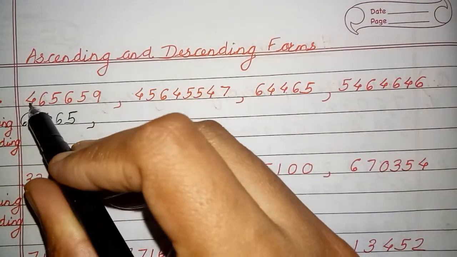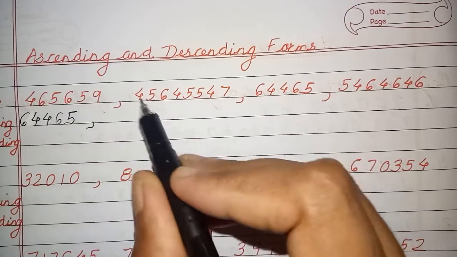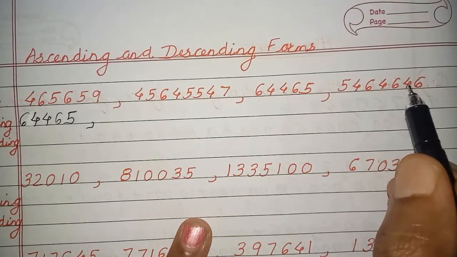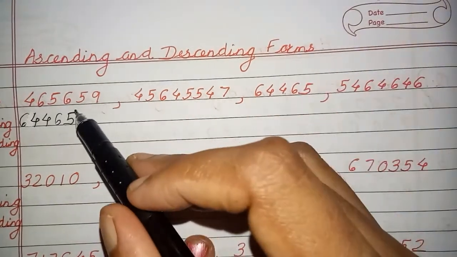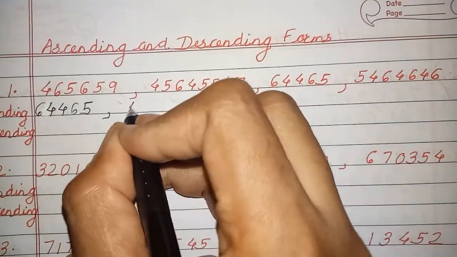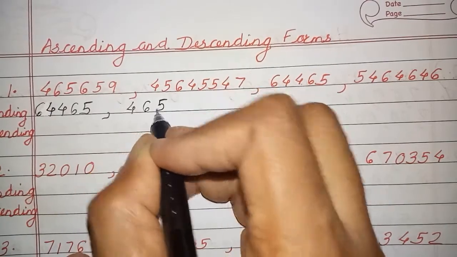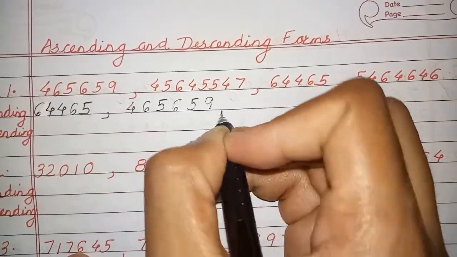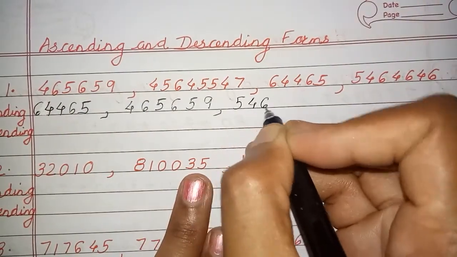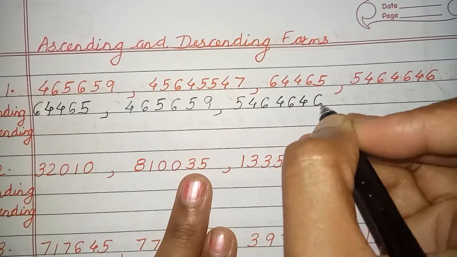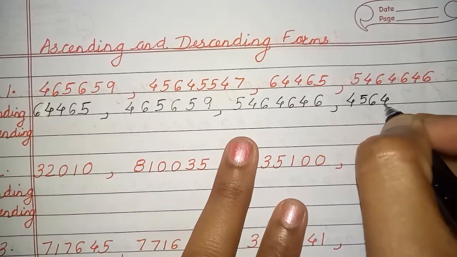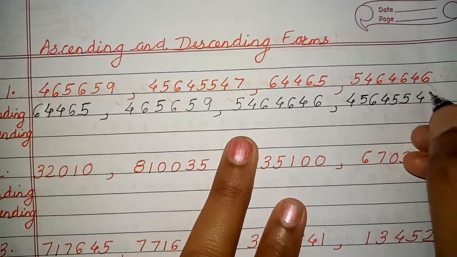Now, here there are 1, 2, 3, 4, 5, 6 digits. And here it is 1, 2, 3, 4, 5, 6, 7, 8. 1, 2, 3, 4, 5, 6, 7. Okay, so this is a 6 digit number, this is a 7 digit number. So what will come? The 6 digit number will come. So the next number will be 4, 6, 5, 6, 5, 9. Okay, then now the 7 digit number will come. So it will be 5, 4, 6, 4, 6, 4, 6. Now what is remaining? This big number. So it is 4, 5, 6, 4, 5, 5, 4, 7.